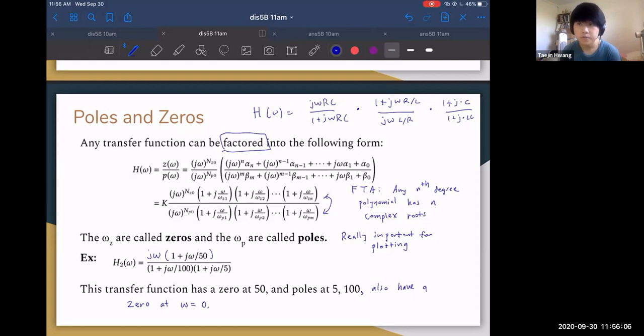So, any questions about poles and zeros? I know it's a new concept, so it might take some time to digest.